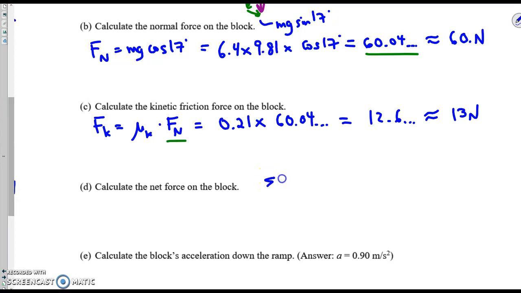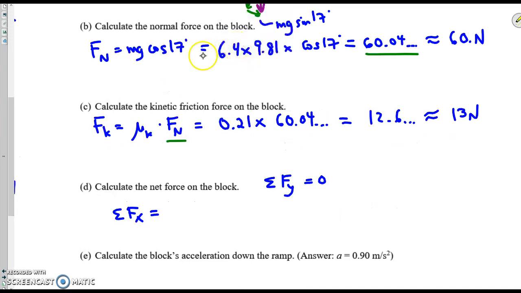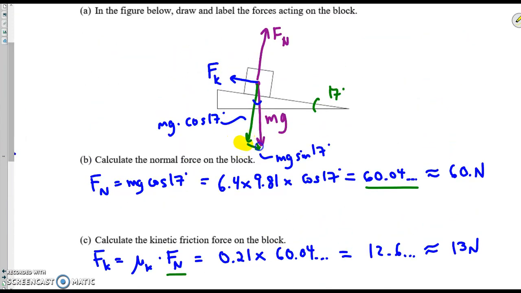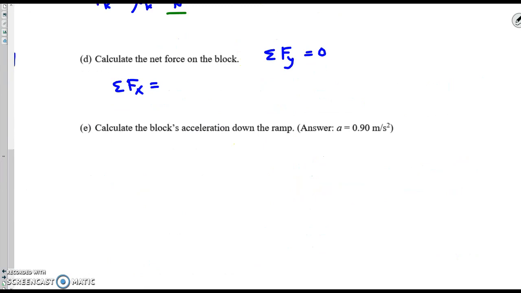Calculate the net force. On the y-axis, the forces cancel, so all I care about is the x-axis. I look back to my picture. I have this force acting on the x-axis and this one on the x-axis. So, of these, one is right, one is left. I add those up. mg cosine, sine, even though it's the x-axis, we're using sine here. And then I subtract the fk.